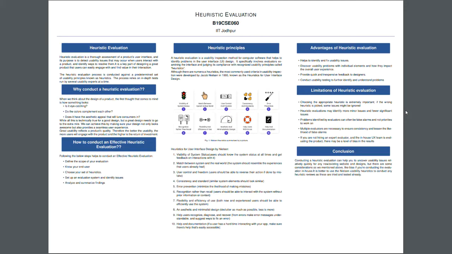Let's see the heuristics for user interface design by Nielsen. Visibility of system status, match between system and the real world, user control and freedom, consistency and standards, error prevention, recognition rather than recall, flexibility and efficiency of use, aesthetic and minimalist design, help users recognize, diagnose, and recover from errors, help and documentation. These are the heuristics, and based on these, they evaluate.